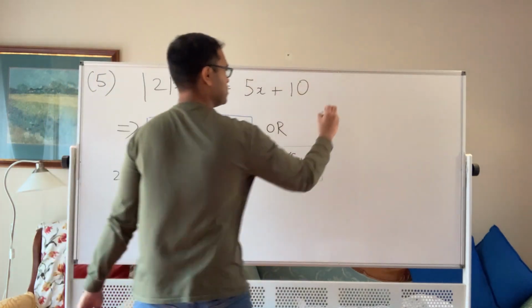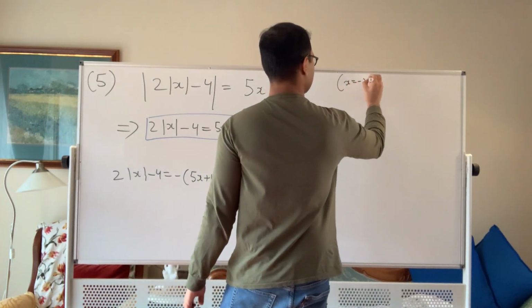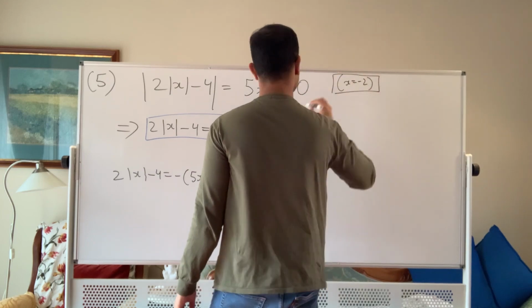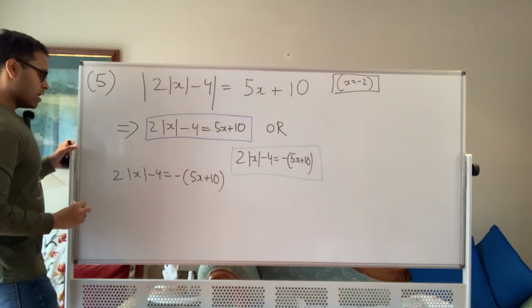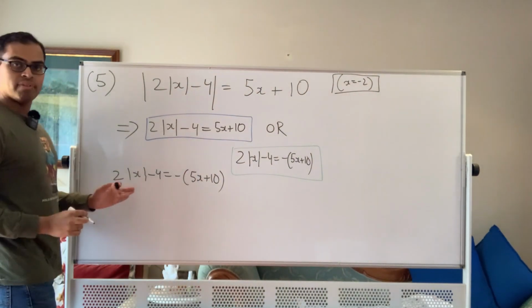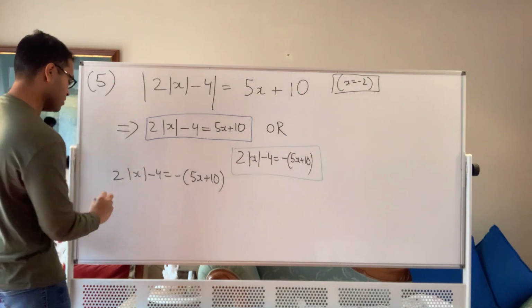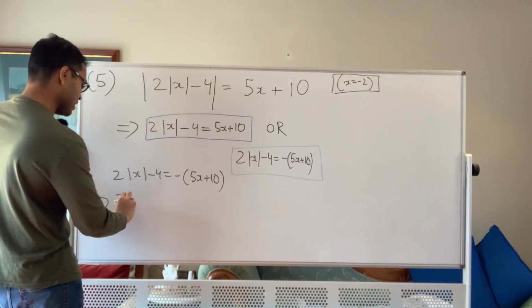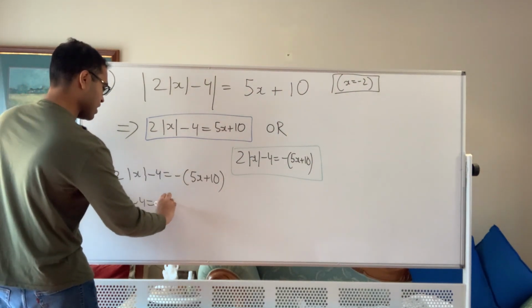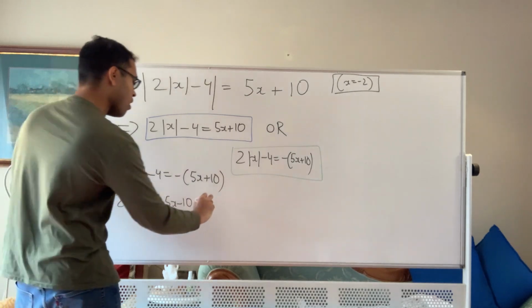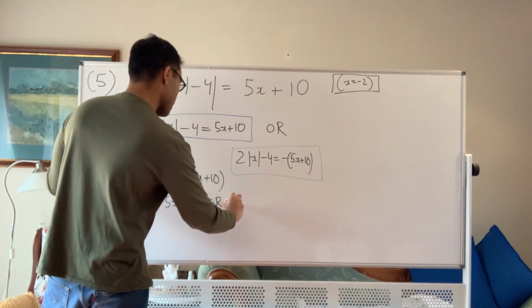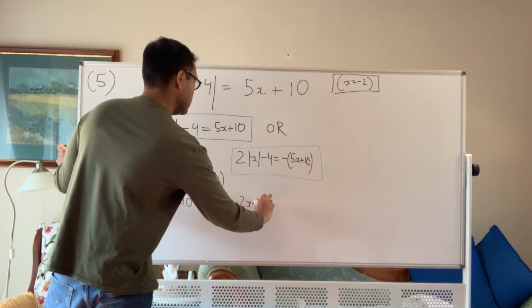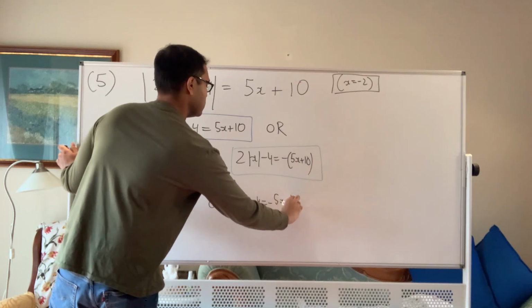Okay, so x equals minus 2 was one solution. At least we should remember that. So here we've got this. So now again, absolute value x is either x or minus x. So that implies that it's 2x minus 4 equals negative 5x minus 10, or it is minus 2x minus 4 equals negative 5x minus 10.